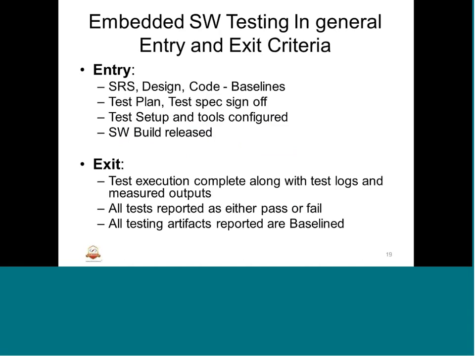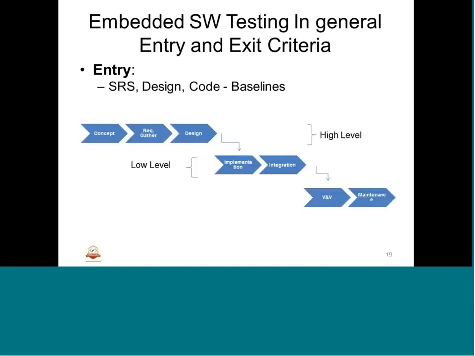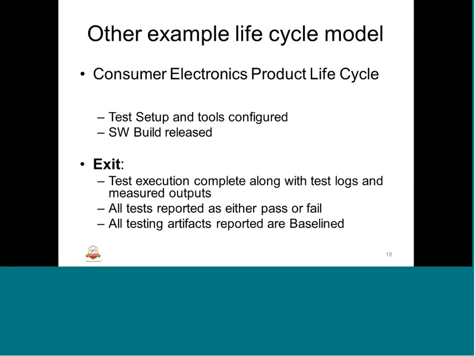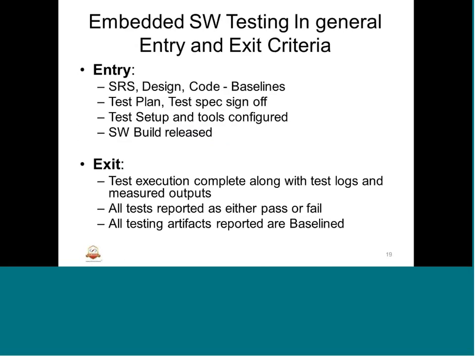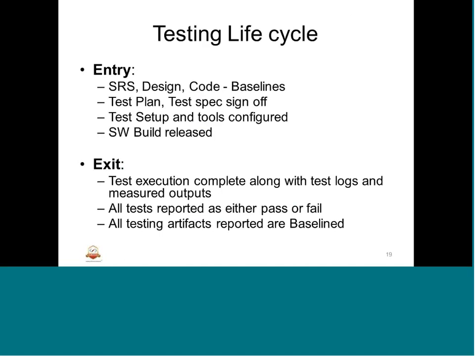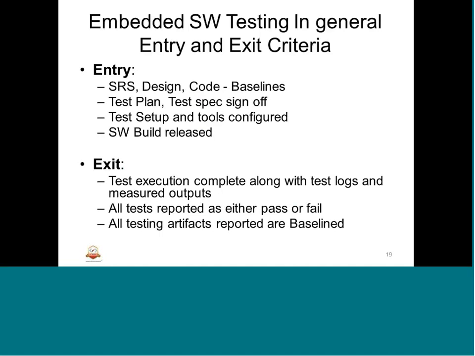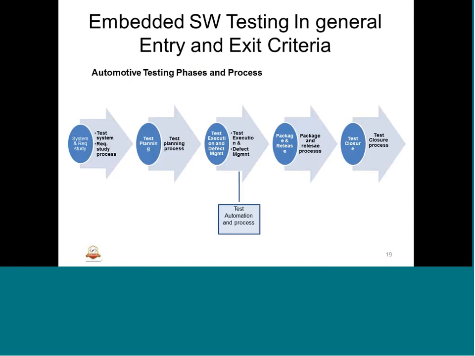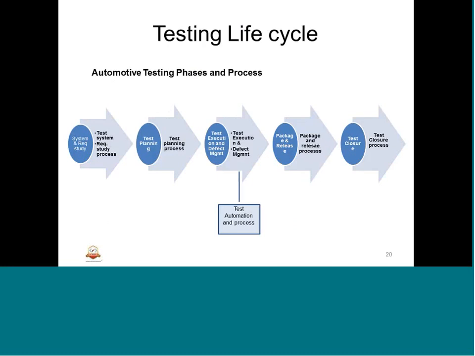Also we went through a consumer electronics product life cycle example, and we defined a sample, rather general, entry and exit criteria for embedded software testing. So the testing life cycle we studied, taking an example of automotive testing: system requirement study, test planning, test execution, and defect management, which also involves test automation, package and release, then the test conclusion or test closure.